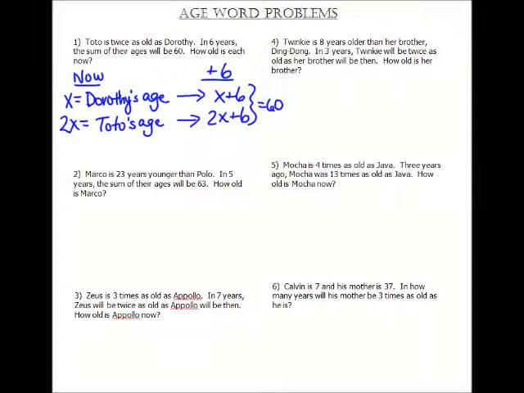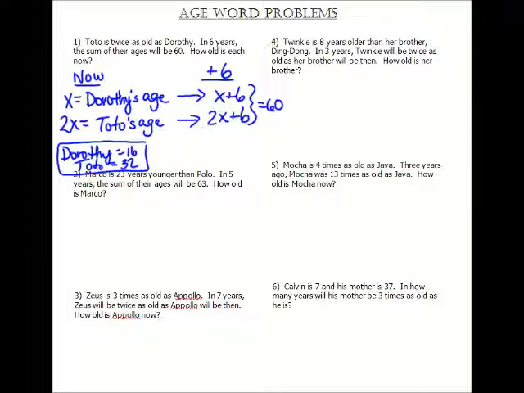And I'll let you guys solve that, okay? I don't need to do the algebra for you. Pause here, and then come back. You should get Dorothy is 16, and Toto's 32. That's the final answer. Let's take a look at another one.